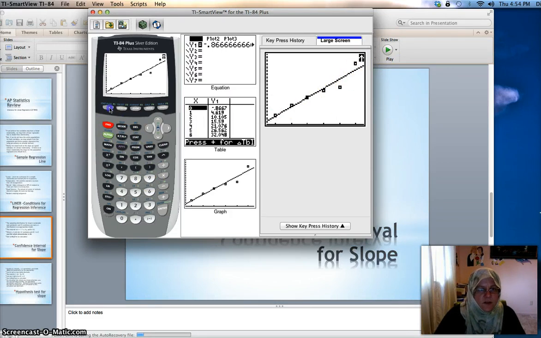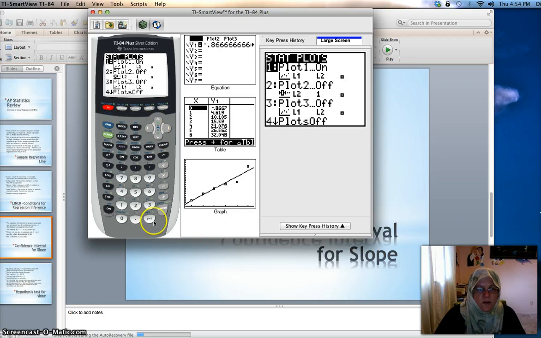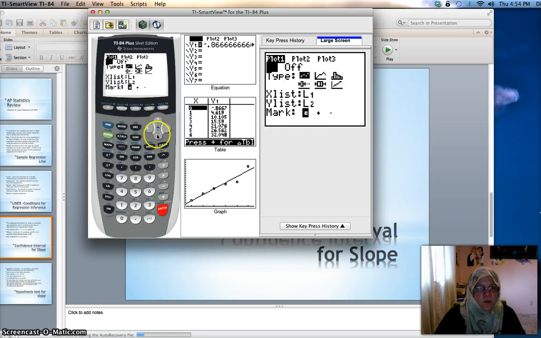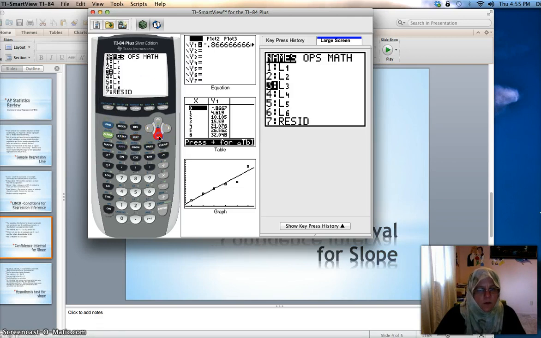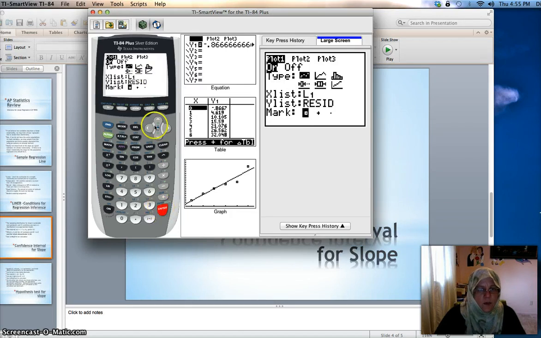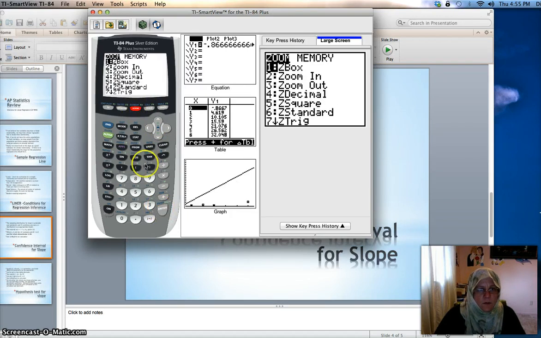Let's check the resid list. Now remember, the resid list is not the right resid list until you have done the linear regression or the test, because it'll be a resid from a previous problem. So always make sure you do the linear regression first. Okay, so resid, and then zoom 9.